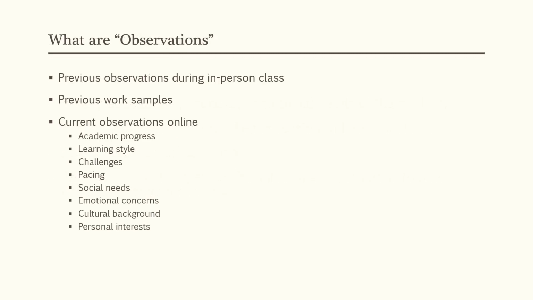Now, what do we mean by observations? Well, these could be previous observations you made during in-person class, or previous work samples that you've collected, or you can do current observations online. I know this is a little bit more challenging in teaching remotely, but think about what is the academic progress. First of all, that's where I would start. What's the academic progress of the student?